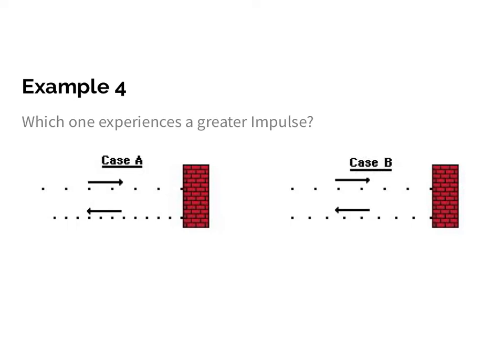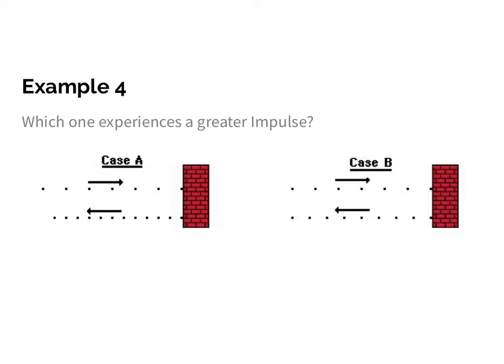So you'll see in case A and case B that the object is going to begin with the same speed just based off the spacing, going to collide with a wall and is going to bounce back. It's going to bounce back in the opposite direction, and we can look at the dots and compare their speed. So I want to know which case would experience a greater impulse or an overall change in momentum.